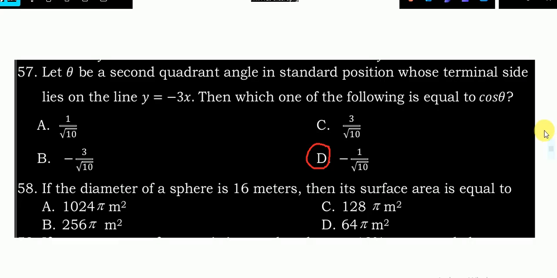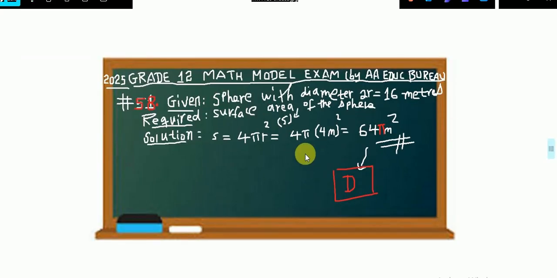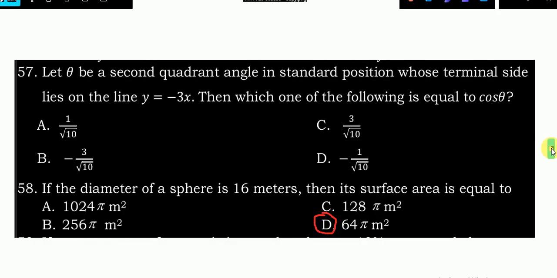Next problem number 58. If the diameter of a sphere is 16 meters, that means its radius is 8, then its surface area becomes what? This is a matter of recalling the formula for surface area of a sphere. The formula is 4 pi r square, radius is 8, okay, yeah, the radius is not 4, it is 8, so 8 square is 64 times 4, it is 256.